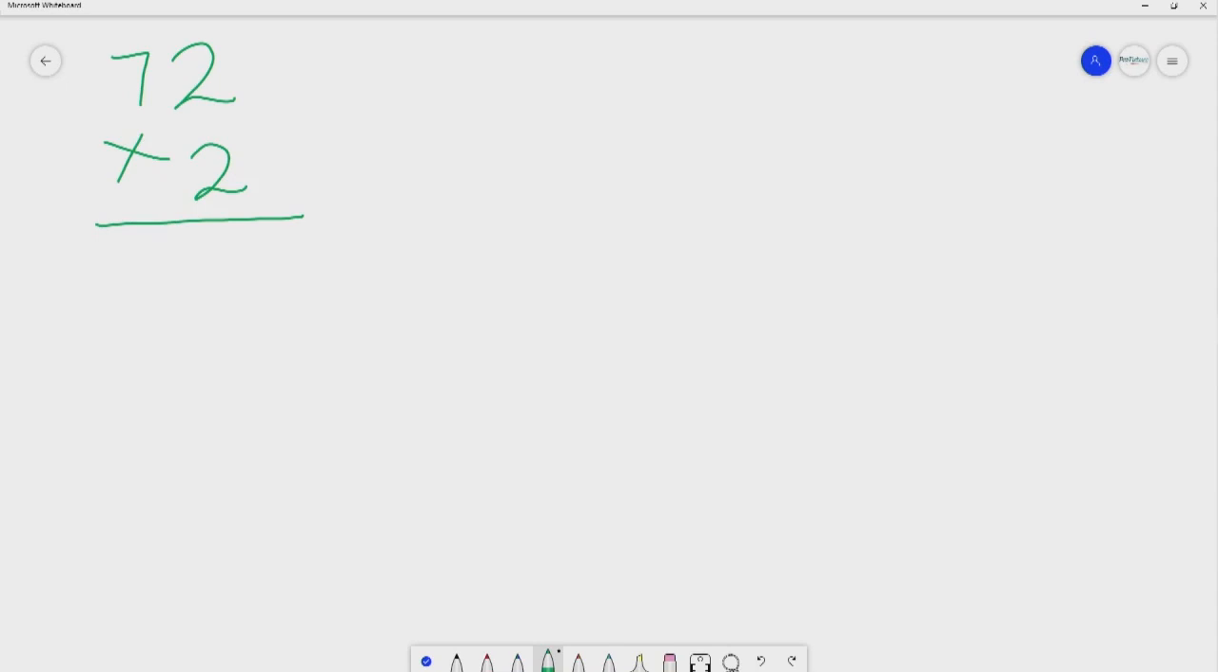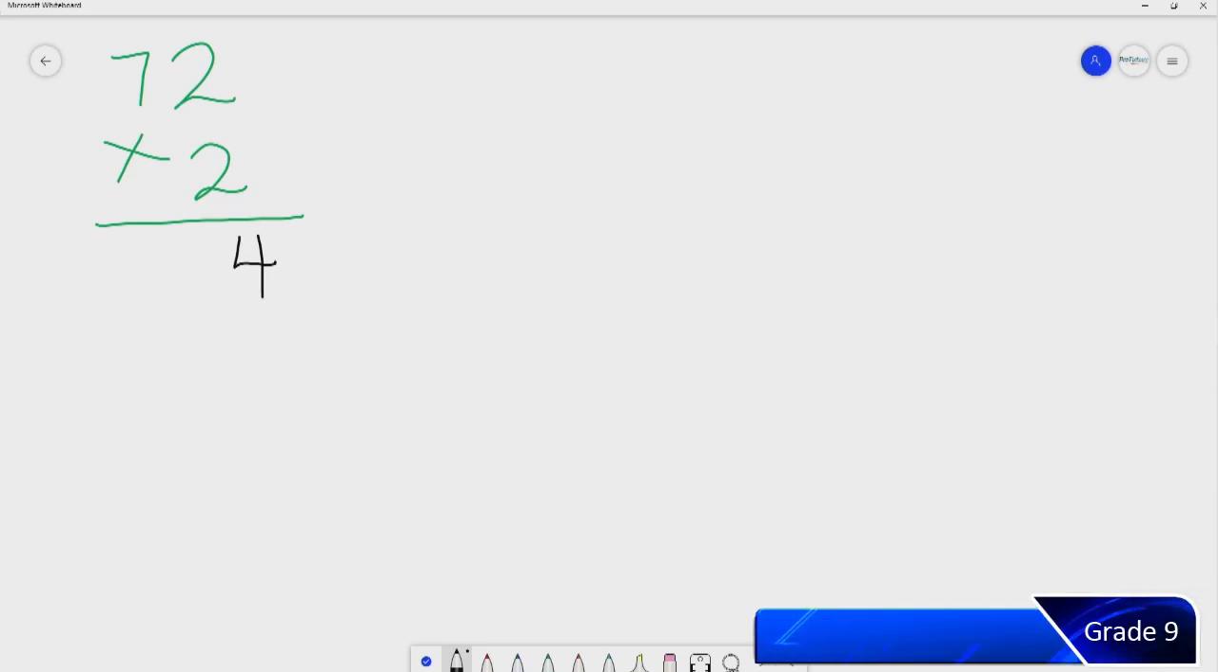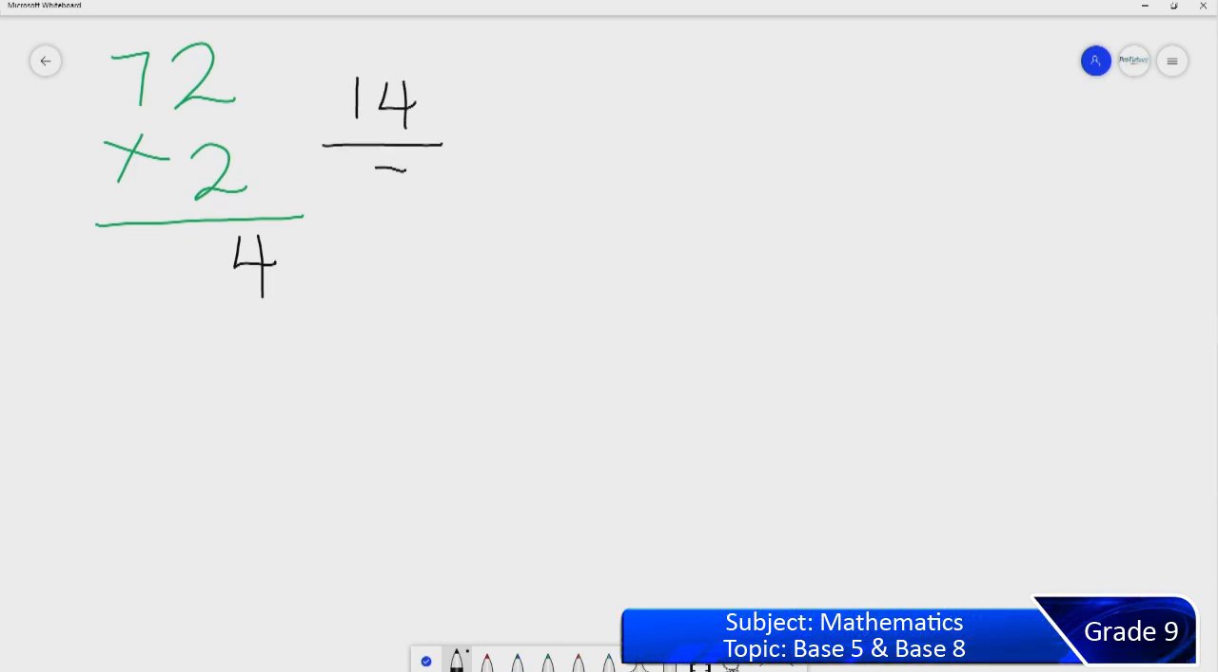So we multiply as per normal. 2 times 2, 4. 4 is a part of the base 8 number system, so we could just write it in. And 2 times 7 is 14. We can't write 14 in, so we have to put it outside. And because we're multiplying in the base 8 number system, we have to divide it by 8.